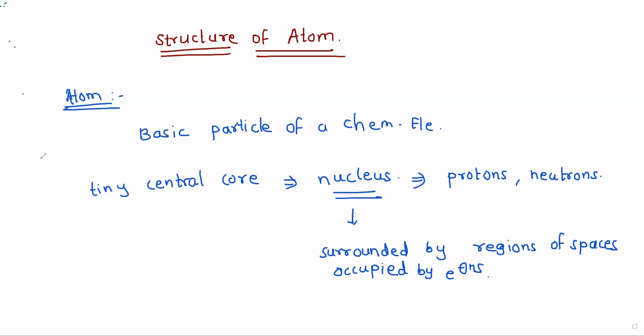So what is an atom? An atom is a basic particle of a chemical element, a very simple definition, which consists of a tiny central core, we call it the nucleus, which consists of protons and neutrons. So basically protons and neutrons are present in the nucleus, and the nucleus is surrounded by regions of space occupied by electrons. Now I will show it by drawing a simple diagram here.